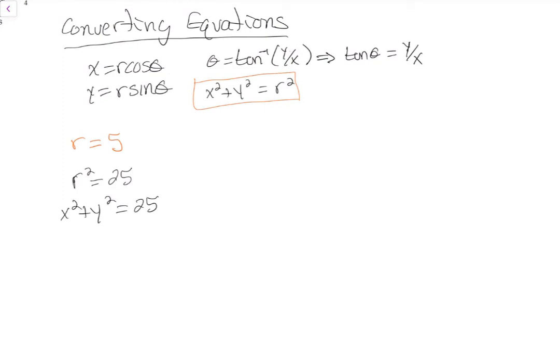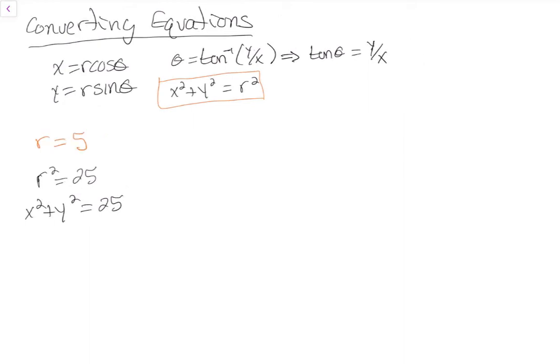So in this case, to convert from polar to Cartesian, we're trying to connect to one of our 4 conversion equations. In this case, the Pythagorean theorem, x squared plus y squared equals r squared. So in order to connect to that, we had to square both sides of our equation to be able to plug in or replace for r squared.